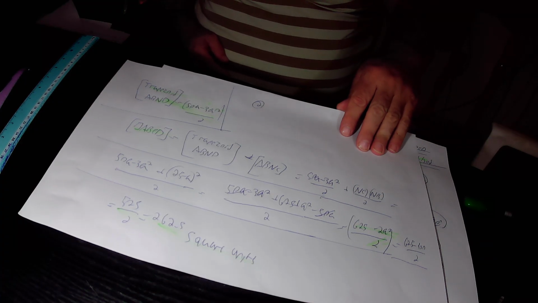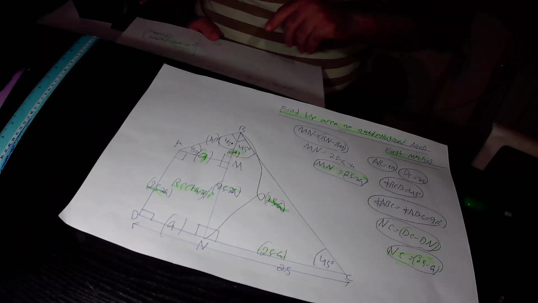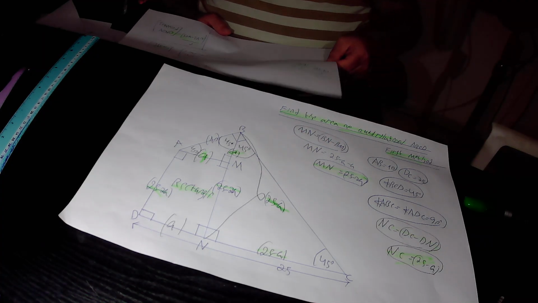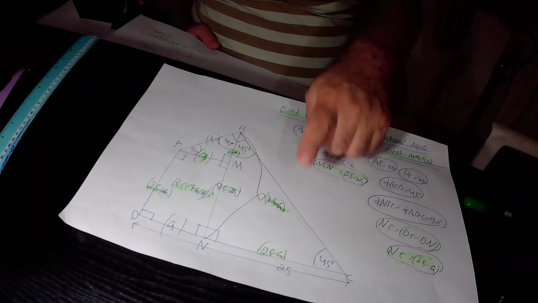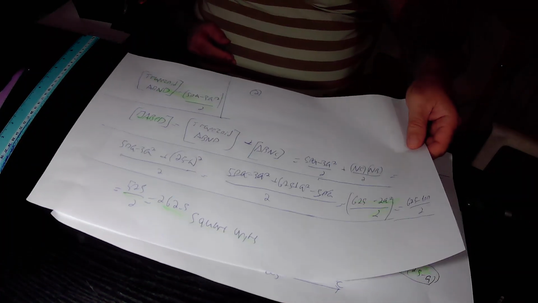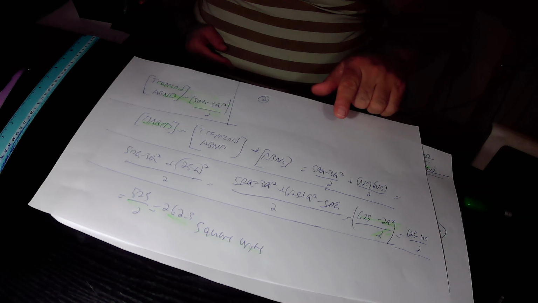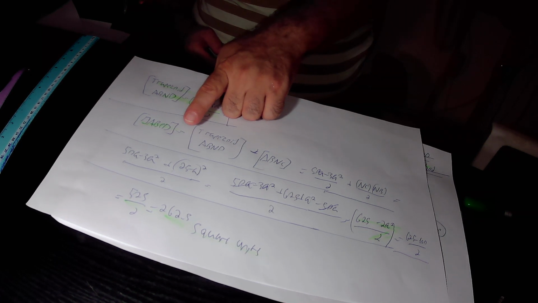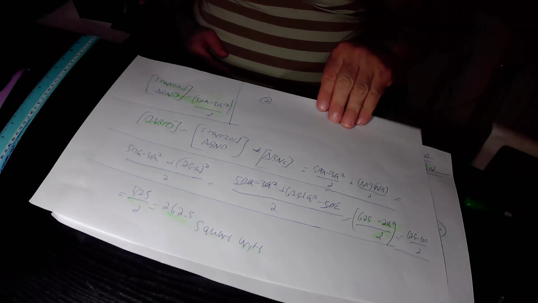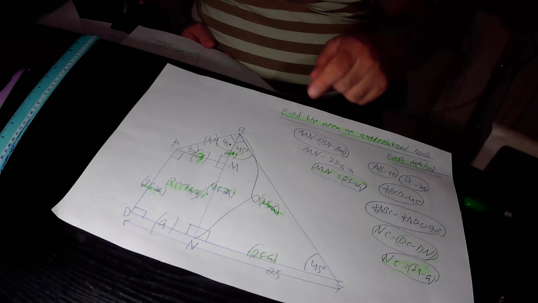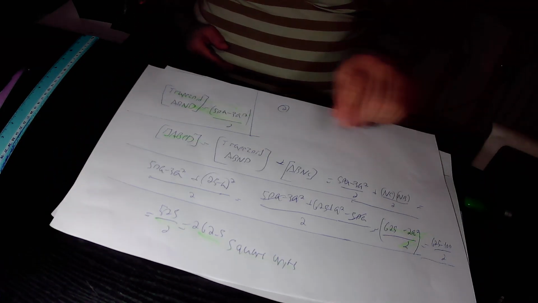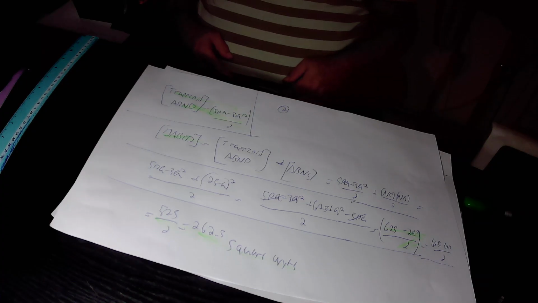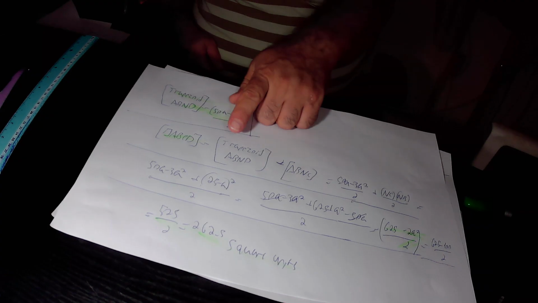and NC is 25 minus A. Here NC is 25 minus A, times BN. BN is also 25 minus A, so in total it is 25 minus A squared divided by 2. So the area of quadrangle ABCD equals 50A minus 3A squared plus 25 minus A squared, over 2.